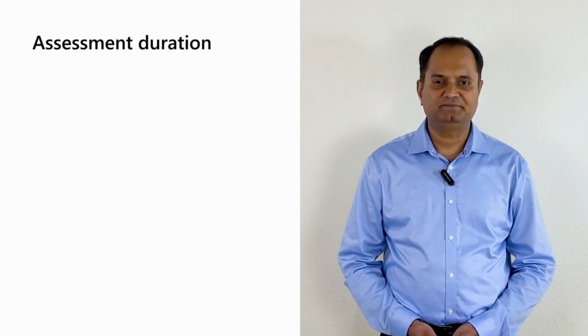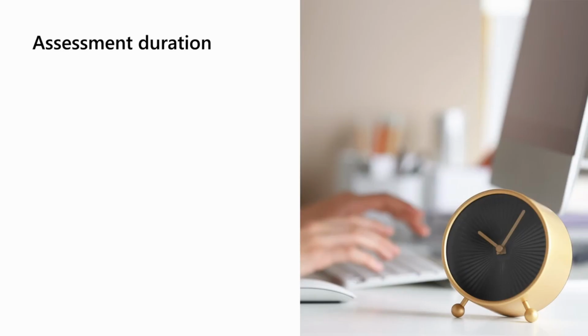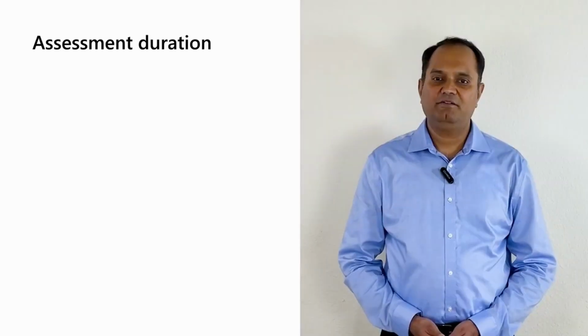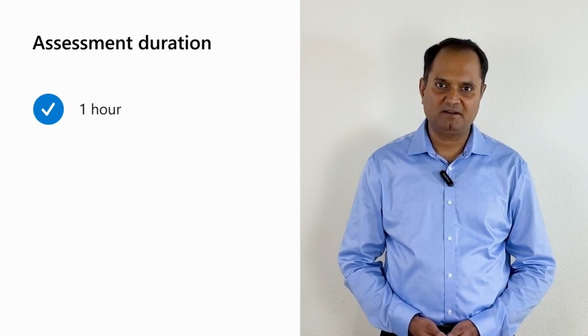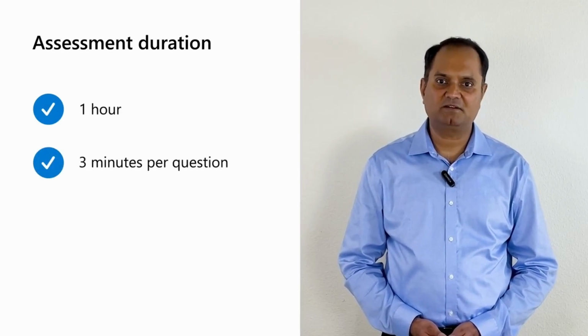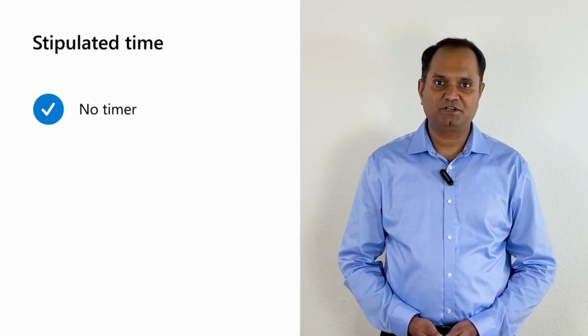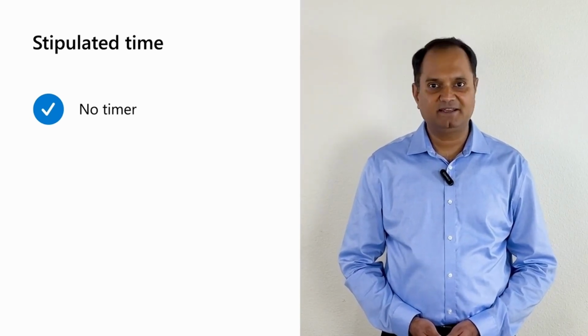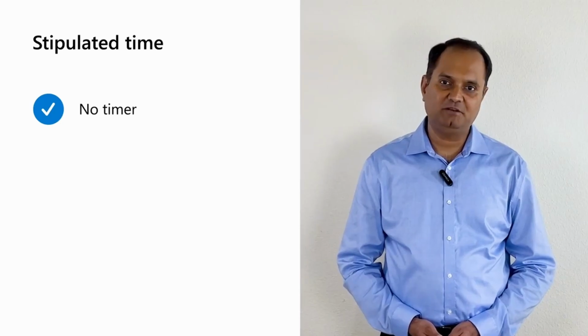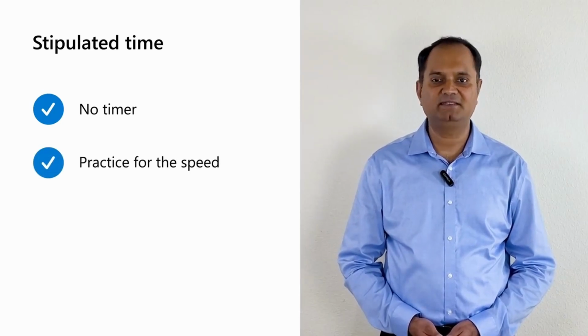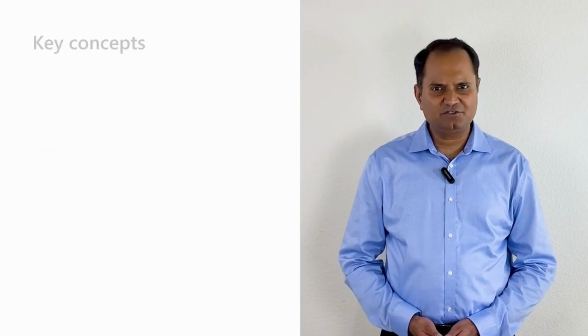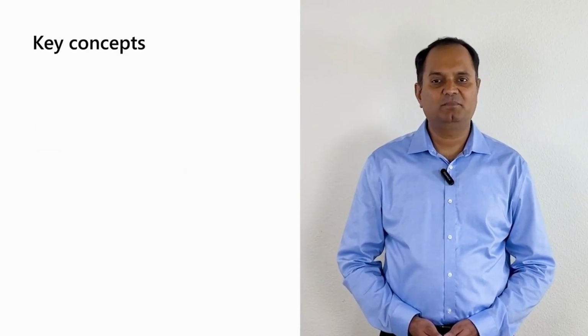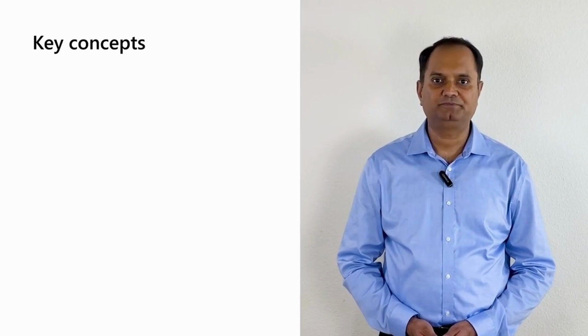What is the assessment duration? To ensure you have ample time to carefully consider each question and provide thoughtful responses, we have designed the final graded assessment to last 1 hour, giving you approximately 3 minutes to answer each of the 20 questions. Unlike the AZ-500 exam, there is no time pressure to complete the assessment within the stipulated time, as no timer will stop you from continuing after the allotted time has passed. Nevertheless, we strongly advise you to complete the assessment within 1 hour to practice for the speed expected in the AZ-500 exam. As you prepare for the graded assessment, remember that you can still brush up on any key concepts you may want to review.